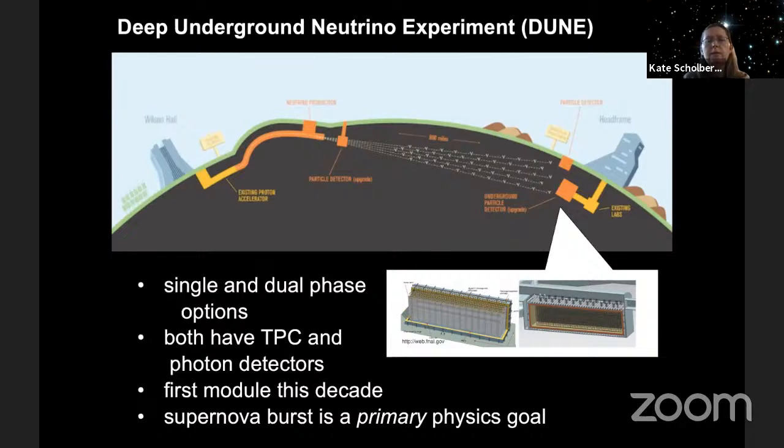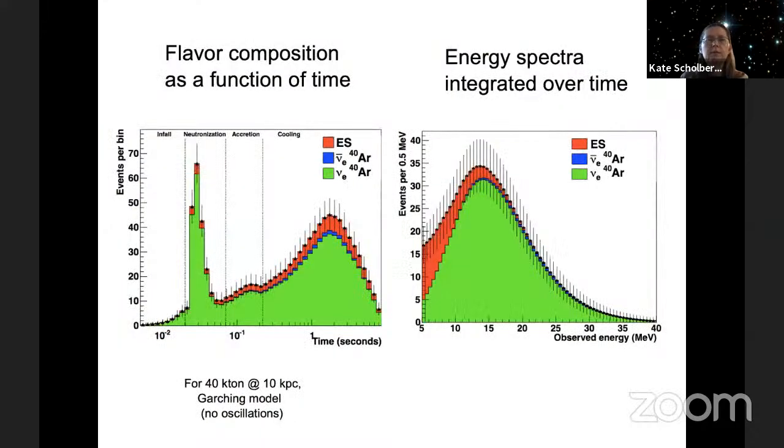And supernova burst, I said the day job was the long baseline neutrinos, but in fact, the supernova burst is in the list of primary physics goals. And so it's an important capability of DUNE to be sensitive to a supernova burst. So this is what you would see. This is an example of a model. And here is the different flavor composition as a function of time. This is without any oscillations. And actually, oscillations are important.